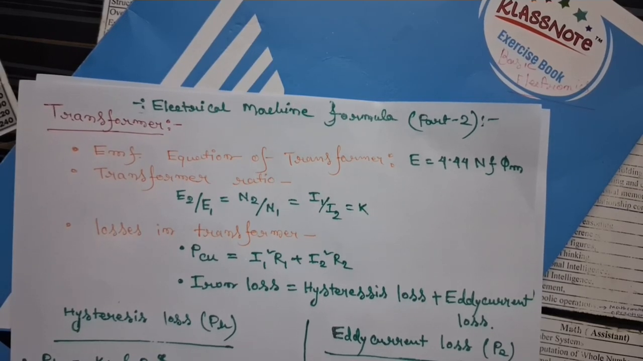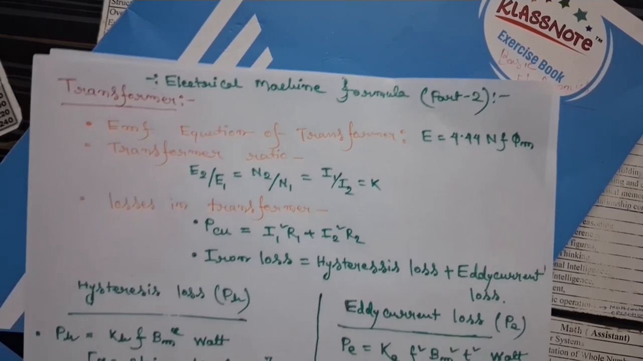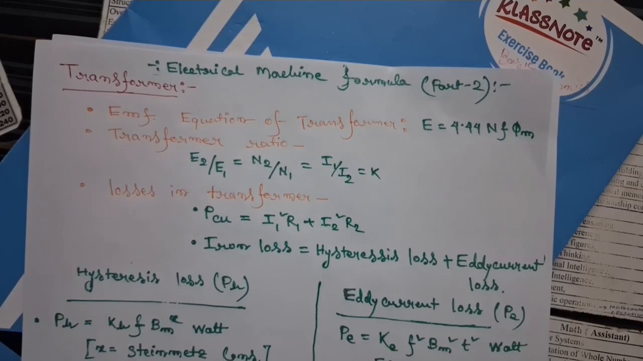Then you have to remember losses in the transformer. Losses in the transformer are divided into two parts: copper loss and iron loss. Copper loss is denoted by PCU. PCU equal to I1 square R1 plus I2 square R2. Here I1 is the primary current and R1 is the primary resistance, I2 is the secondary current, R2 is the secondary resistance.